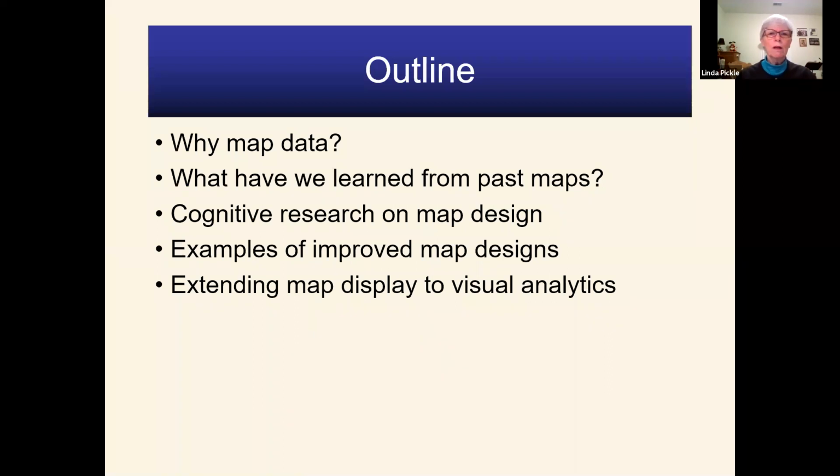So first we'll look at why map data at all. And I'll use some of the old cancer maps from the National Cancer Institute atlases to illustrate what we've learned from past maps. Then I'll describe the cognitive research program that we did on map design at the National Center for Health Statistics and show how the results from that program informed the design of the new NCHS atlas, new at the time. And then at the end, as Naomi said, I'll be extending map display to visual analytics, and we'll look at linked micromaps.